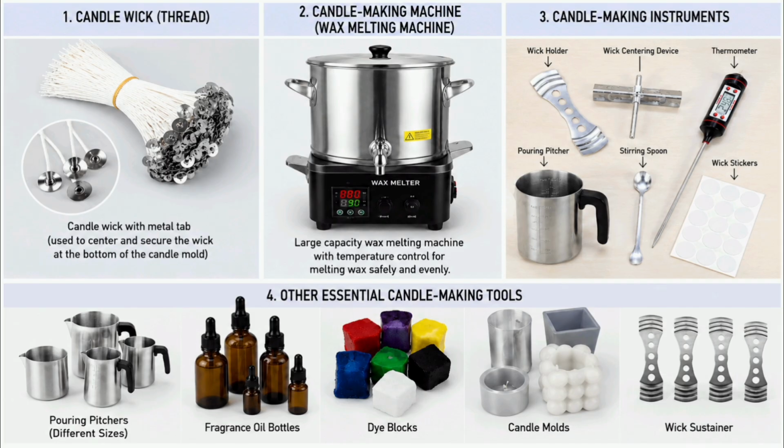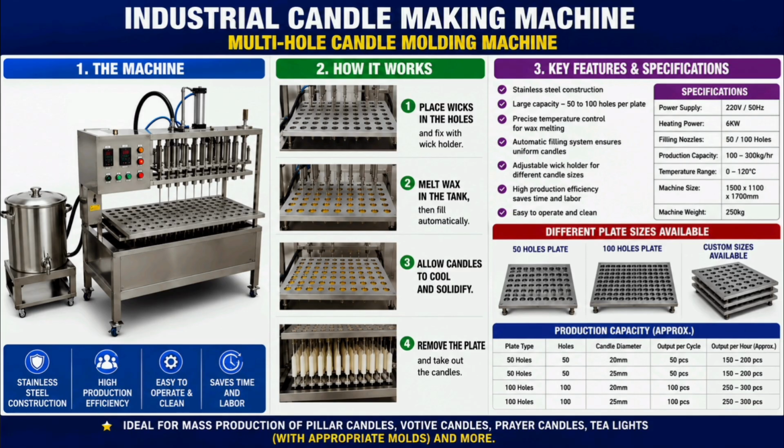You need the pouring pitcher if you want. You need essential oils if you're making scented candle. You need colors if you want to make different colors of candle, blue colors, red colors. You need your mold because your candle takes the shape of your mold. And these are some of the equipment that you'll be needing.